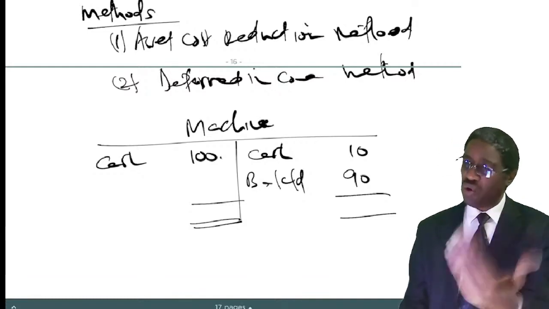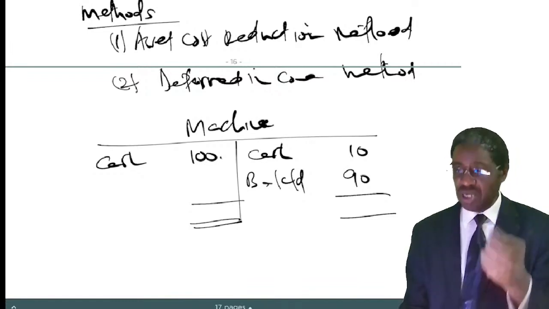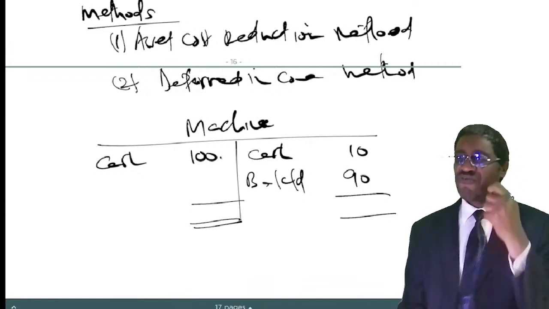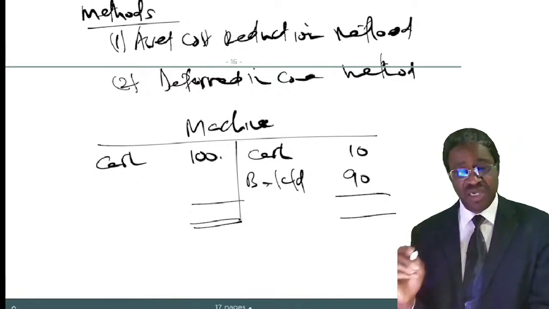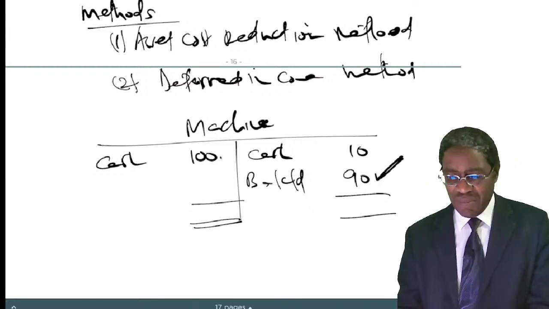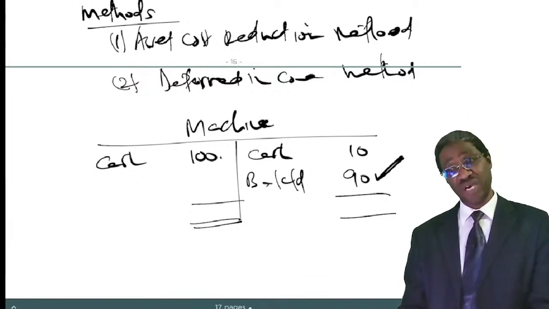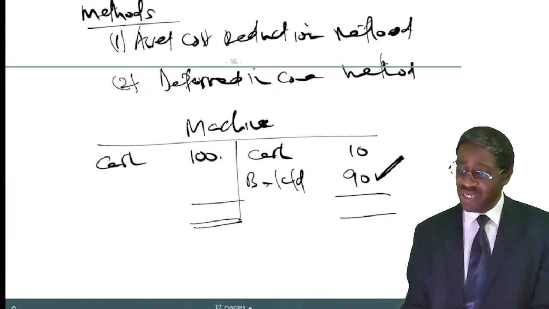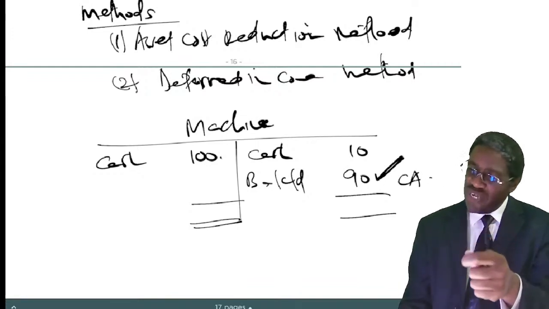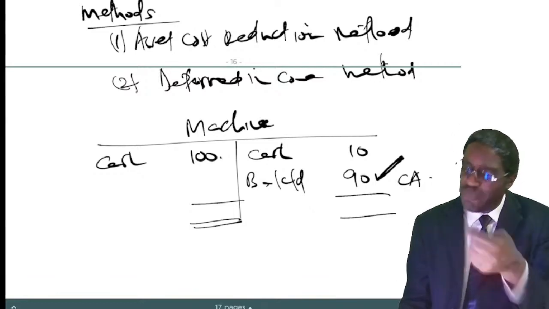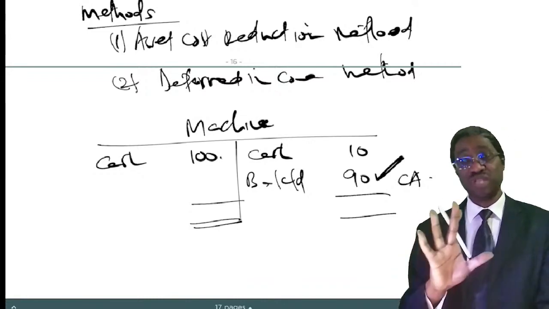We call it asset cost reduction method, where the grant is deducted from the cost of the asset in arriving at the carrying amount of the asset. Our carrying amount of the asset now is 90 million. Then I've also said, this asset now will be depreciated on the carrying amount.